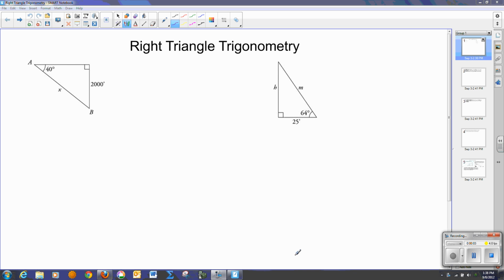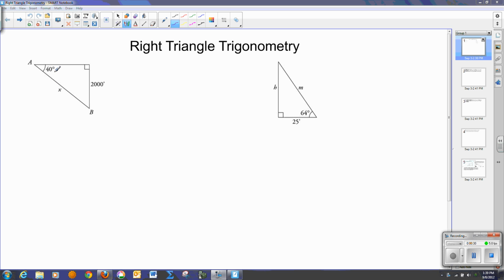Okay, today we take a look at right triangle trigonometry, and for the most part you learned all this in geometry, so this is going to be kind of a quick one and a lot of review. So here's a right triangle. We know we have an angle of 40 degrees and 2,000 feet, and we want to find this missing value x. We're going to have to use one of our trigonometric ratios to do that.